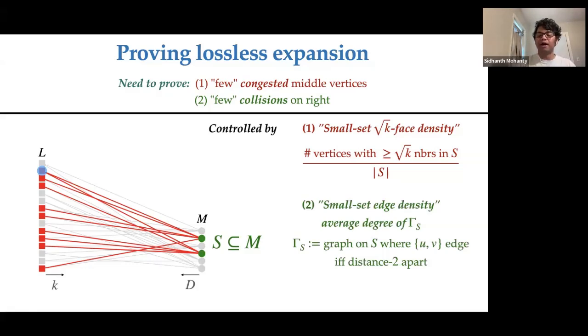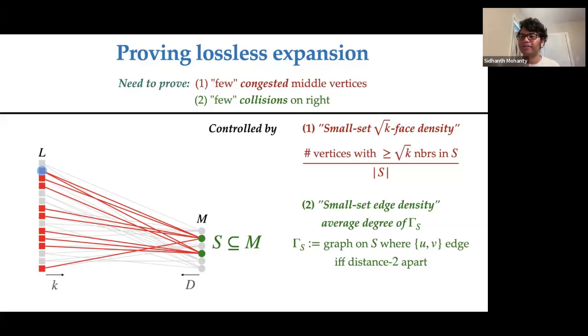Okay, and now I'm going to define the small set edge density of this set S to be the average degree of a particular ancillary graph we construct called gamma S, where it's a graph on S where we put an edge between two vertices if they are distance 2 apart in this particular graph that I've drawn on the left.